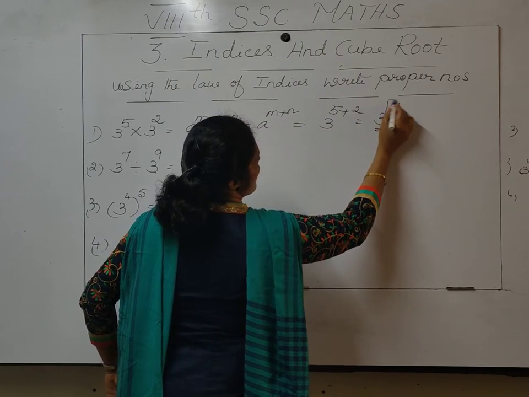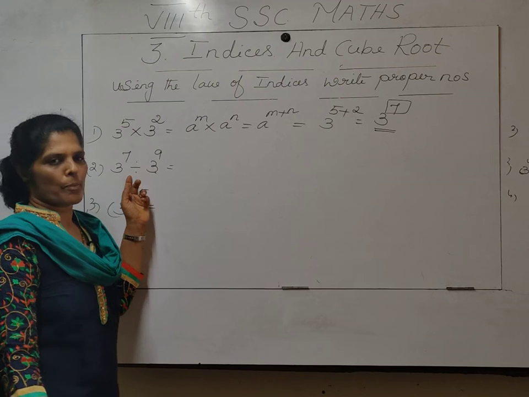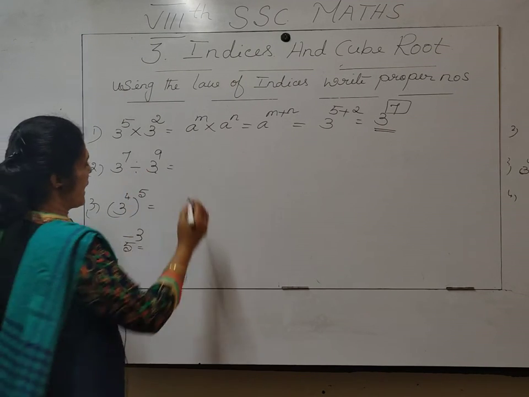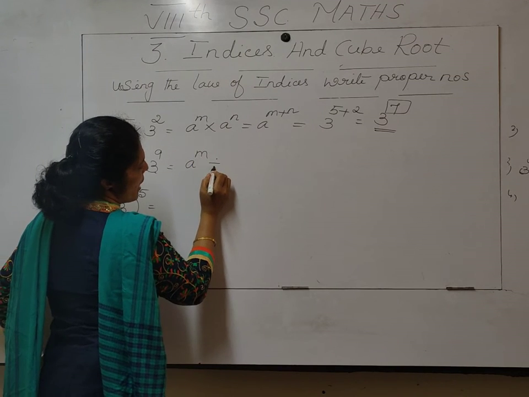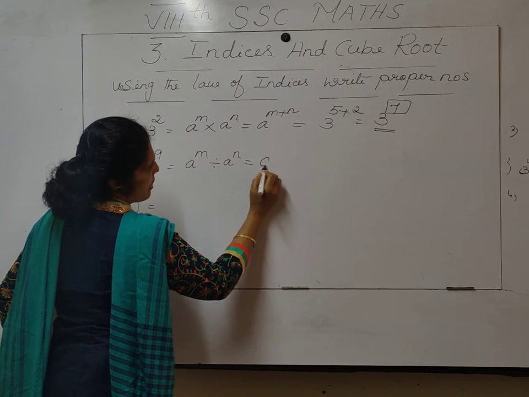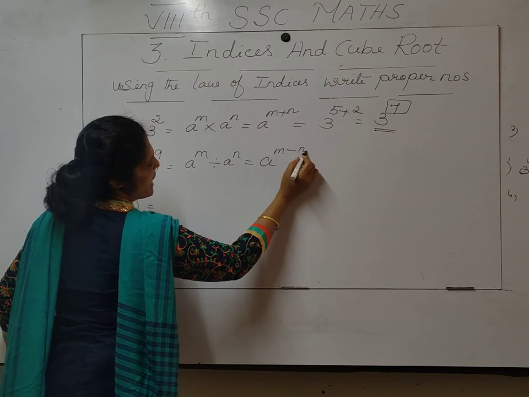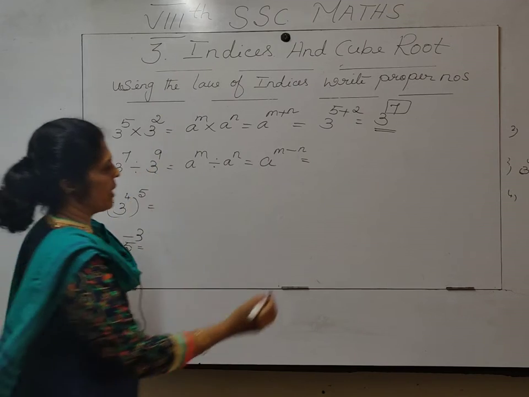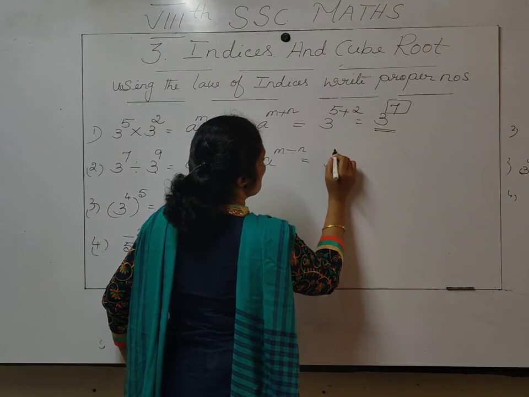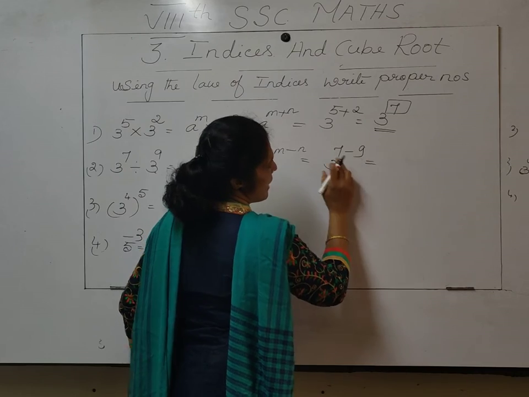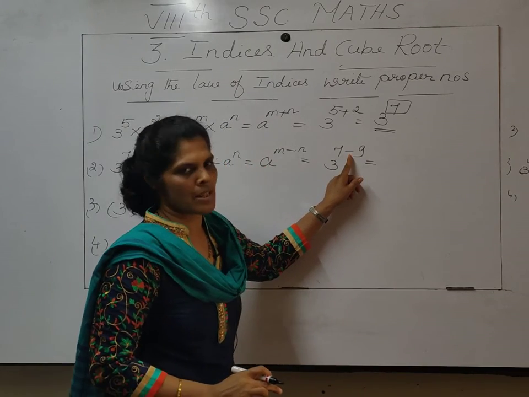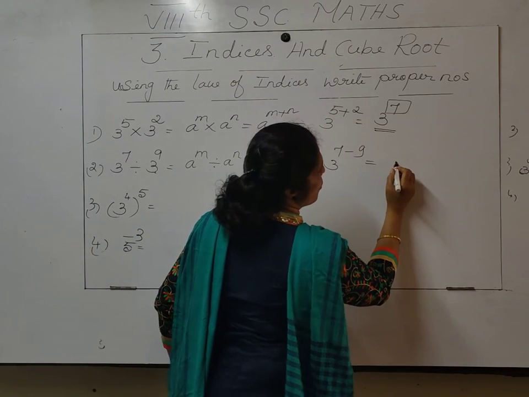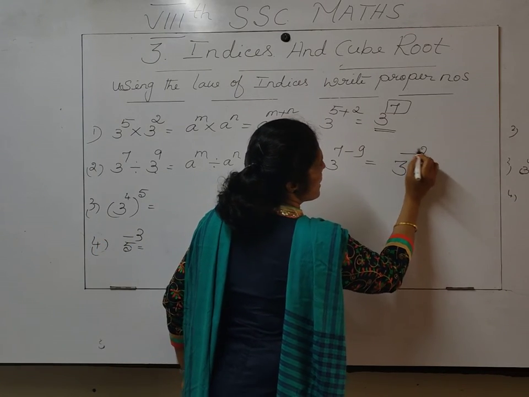This is your answer. Second question, 3 to the power 7 divided by 3 to the power 9. Again, a to the power m divided by a to the power n, that is a to the power m minus n. Here a is 3, m is 7, n is 9. Write like this, 3 to the power 7 minus 9. एक नंबर प्लस है, एक नंबर माइनस है, तो माइनस करो, बड़ा नंबर का साइन डालो. So what is the answer here? Minus 2.